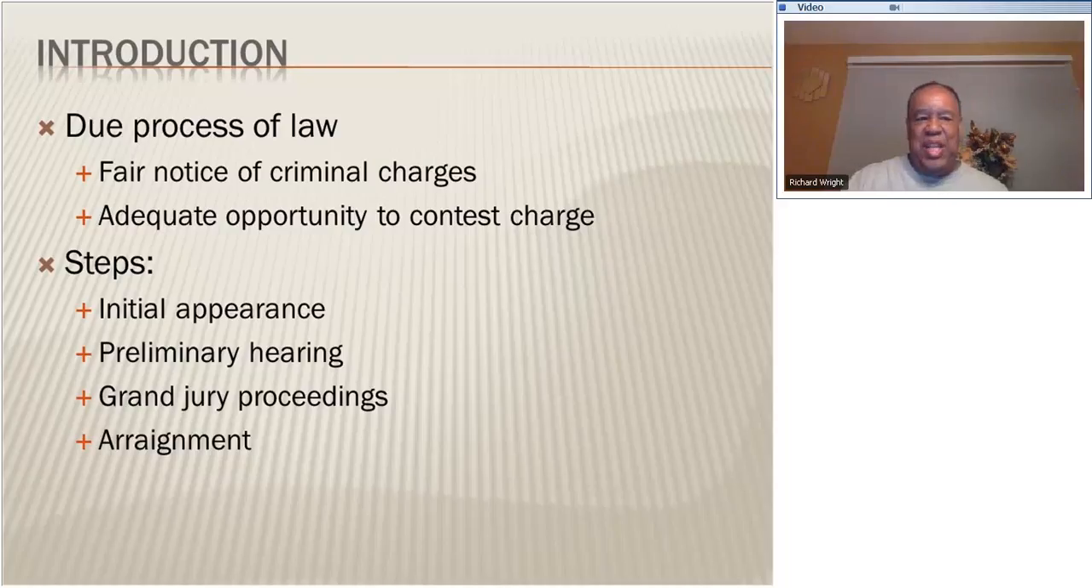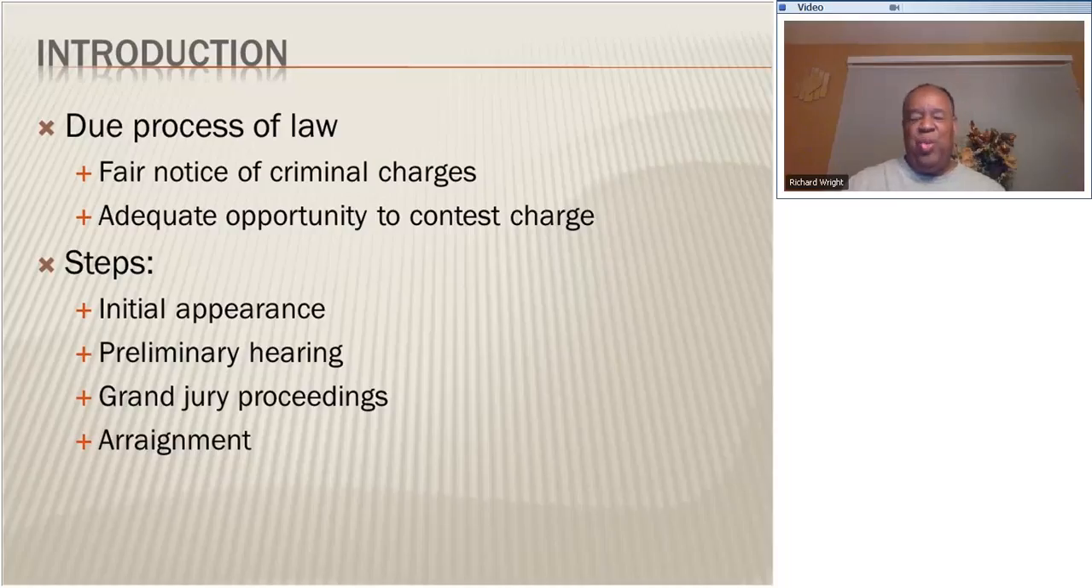And the steps that take place are what we call the initial appearance. The initial appearance takes place with you first showing up in court, your preliminary hearing, and then grand jury proceedings. Now, there are times when the grand jury proceedings supersede the preliminary hearing.